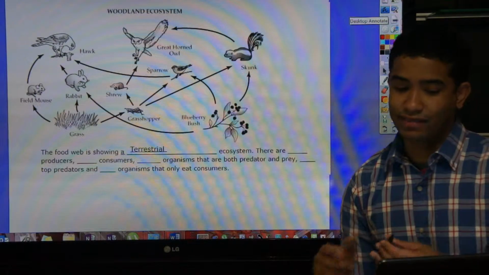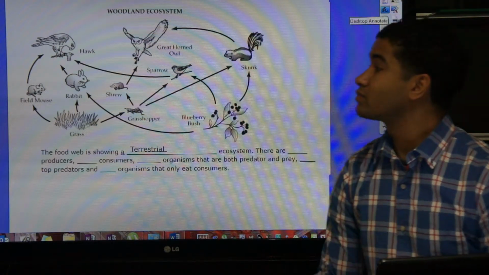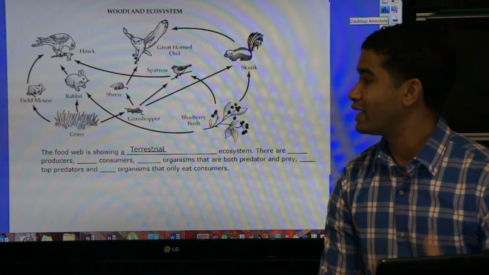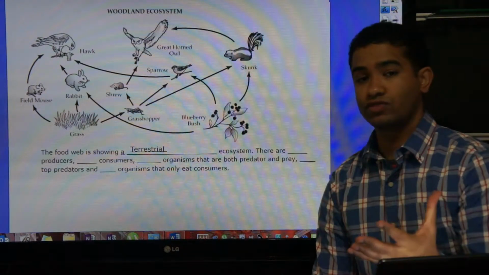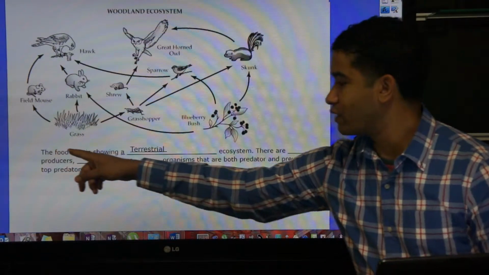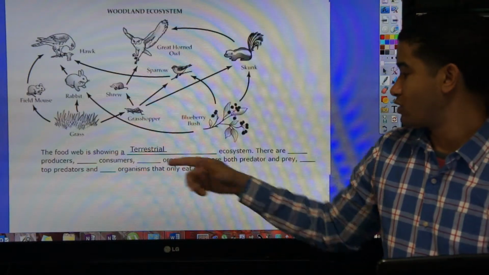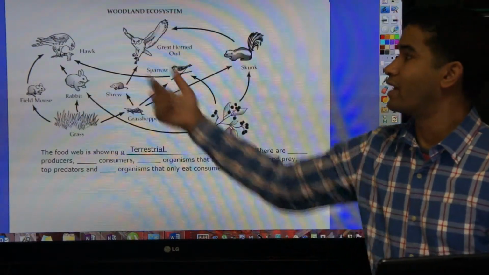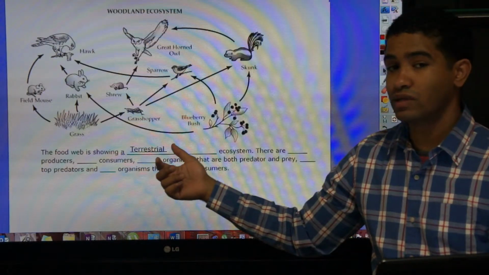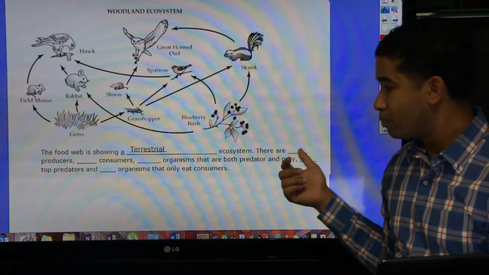Alright, so let's look at this food web. What type of food web is this? Well, it's a terrestrial food web. A terrestrial food web means one on the Earth's surface, on land. So the food web is showing a terrestrial ecosystem. I know it says a woodland ecosystem, but I want to make sure that you write terrestrial, so we continue using this word. There are blank producers.